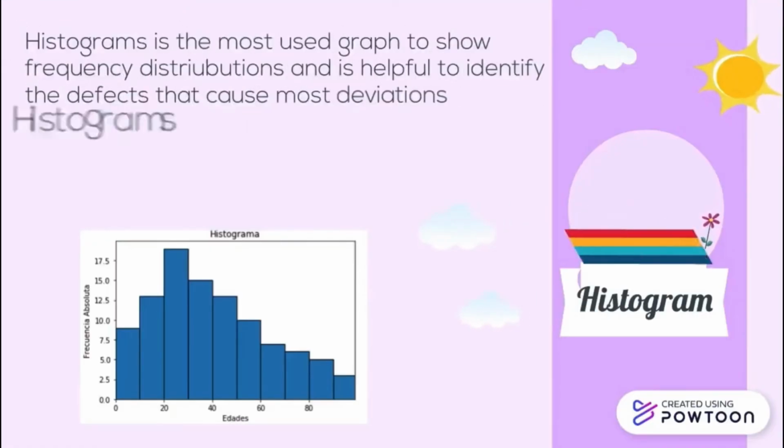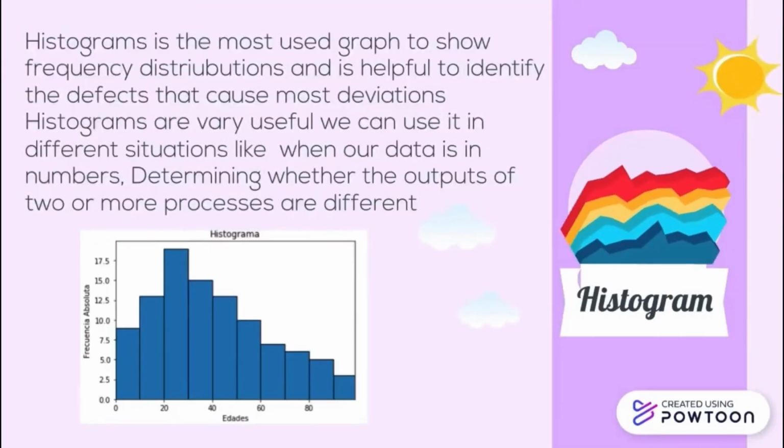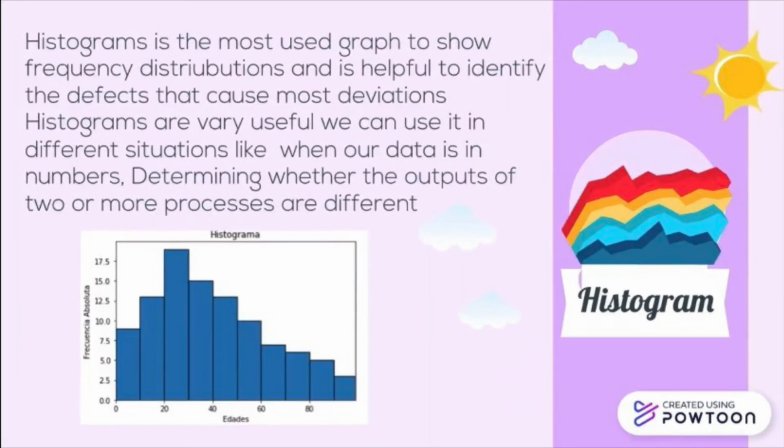The next quality tool is histogram. This is the most used graph to show frequency distributions and is helpful to identify the defects that cause most deviations. Histograms are very useful and we can use them in different situations, like when our data is in numbers, determining whether the outputs of 2 or more processes are different, and when you wish to communicate the distribution of data quickly and easily to others.